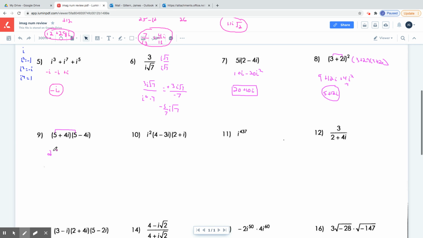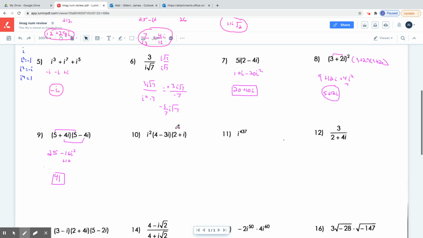So it's 5 times 5, which is 25. 4i times negative 4i is negative 16i squared. You get 25 plus 16, because this is a positive 16. And 25 plus 16 gives us 41. And there is our final answer. So if you multiply conjugates like this with an i, you're going to get a regular number. You're not going to get an imaginary number.